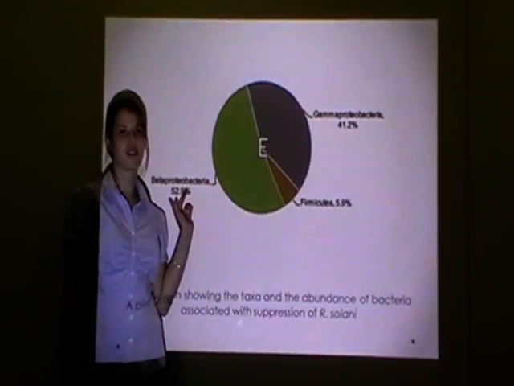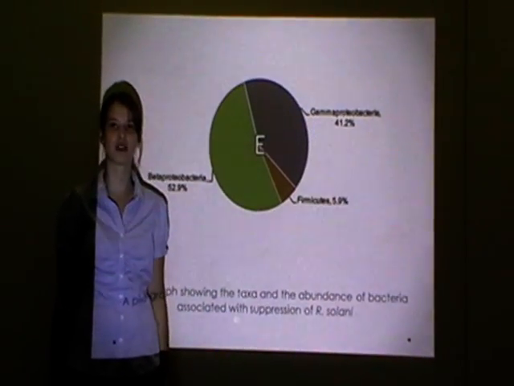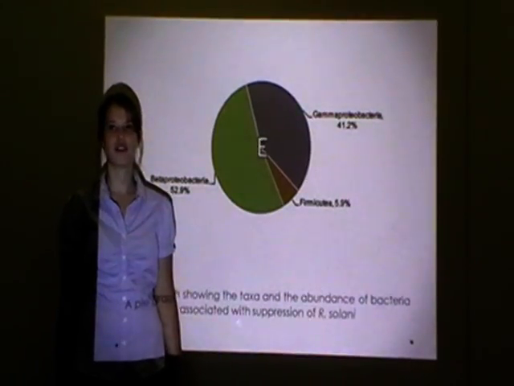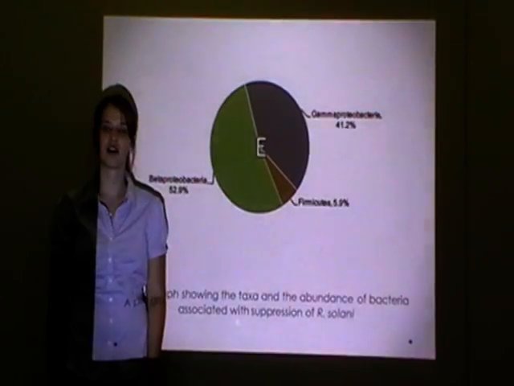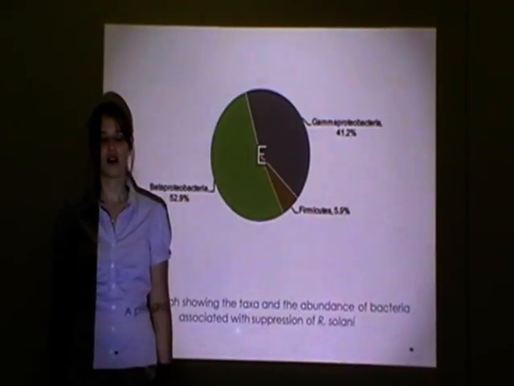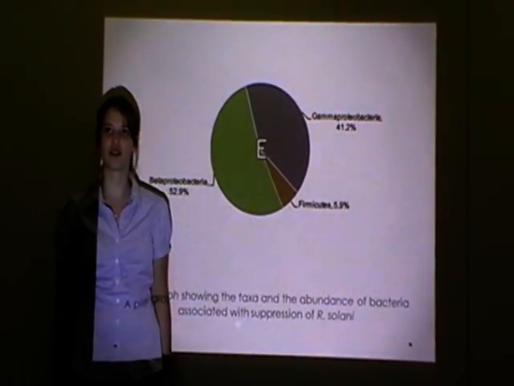Beta proteobacteria was the bacteria most associated with soil suppression, and they then focused their study on a group of beta proteobacteria called Pseudomonads, which has already been associated with the suppression of other fungal pathogens.